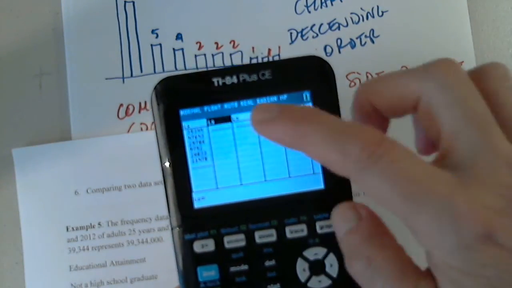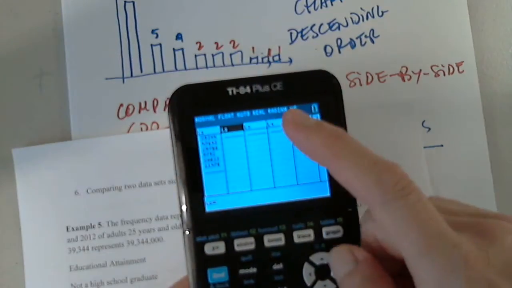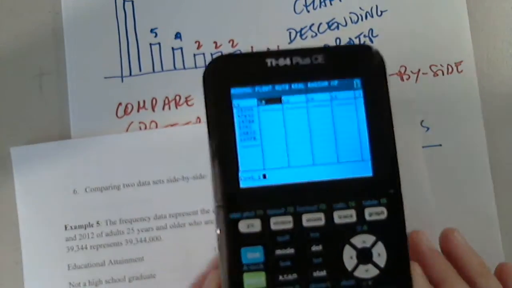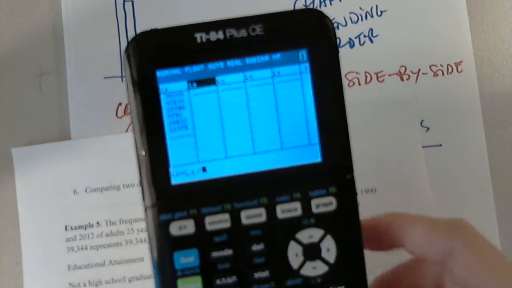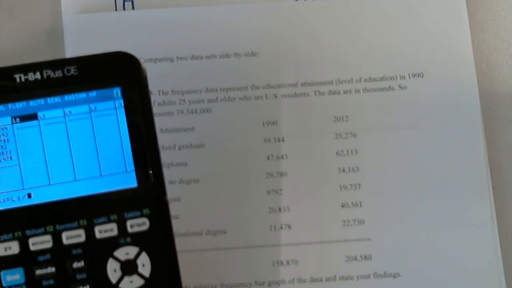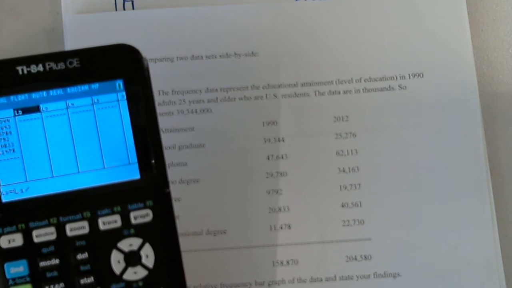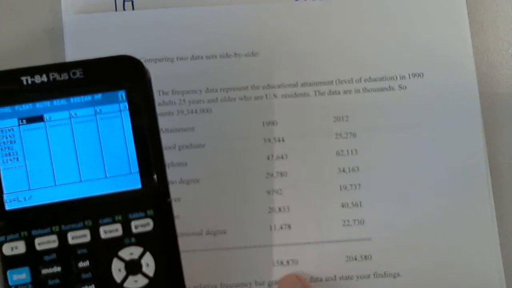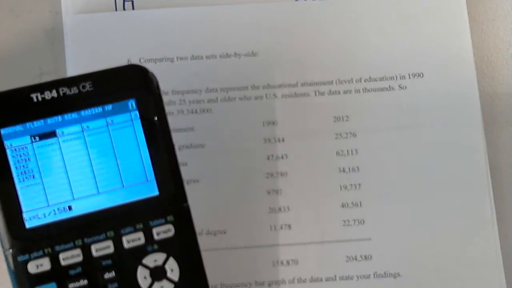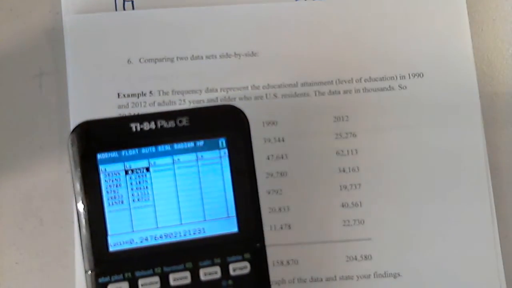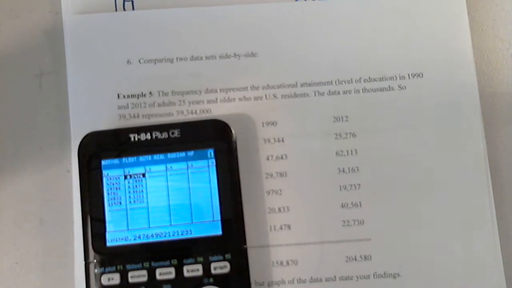So I go to list L2. At the very top, highlight list L2. Copy list L1 with second and 1. And we divide this by which number? Can anyone tell us which number we divide by to get the relative frequency? Exactly, 158870. Thank you very much. 158870. And press enter. We got the relative frequency. We can insert it if you would like in a minute.